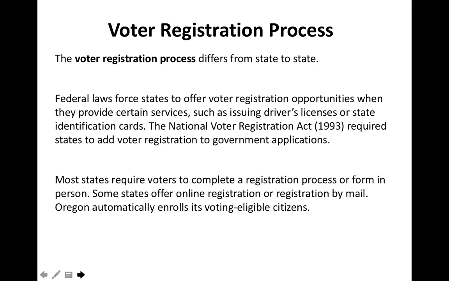So how do you register to vote? It differs from state to state. Federal laws force states to offer these registration opportunities when they provide services such as getting your driver's license or your ID card. Well, guess what? When you get your driver's license, you're usually 16. So at that point, you couldn't register to vote, but a lot of high schools have it. The school here has the ability to register to vote. You can do it online with the county registrar. So we have plenty of ways for you to vote. You have to complete a form, some offer online. And what's really interesting is Oregon automatically enrolls voting eligible citizens. So that's kind of interesting.